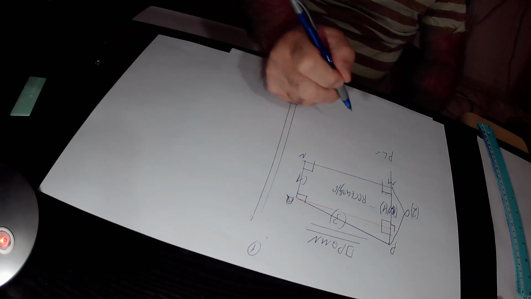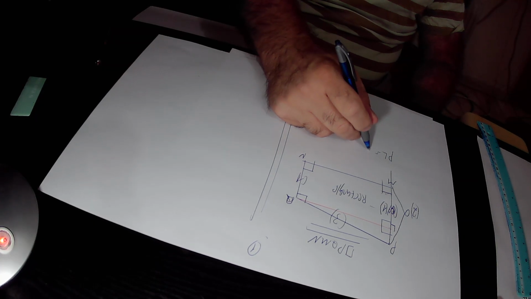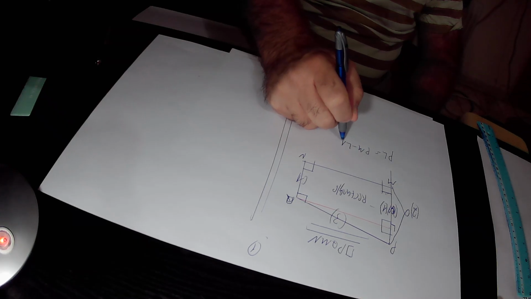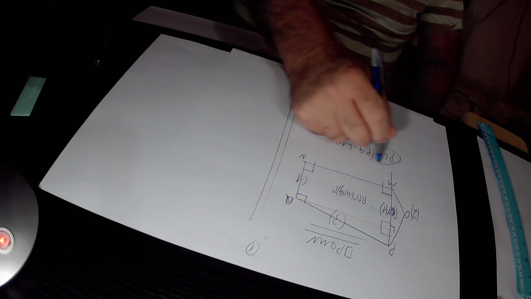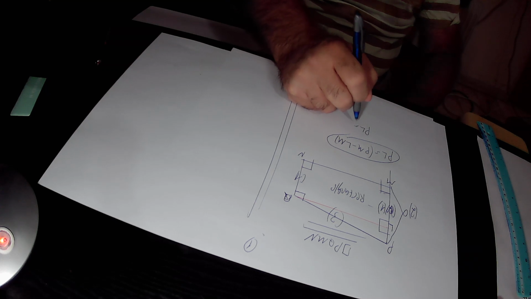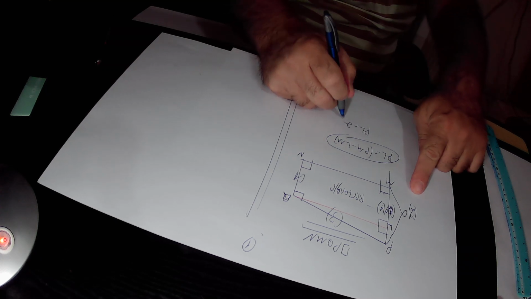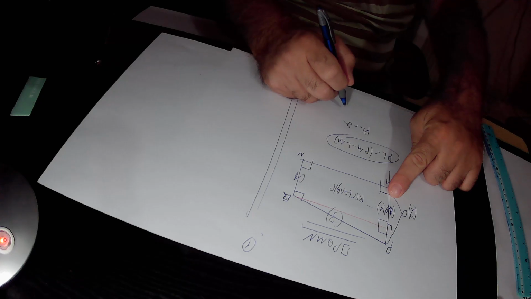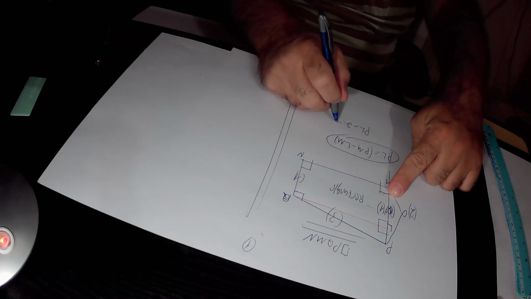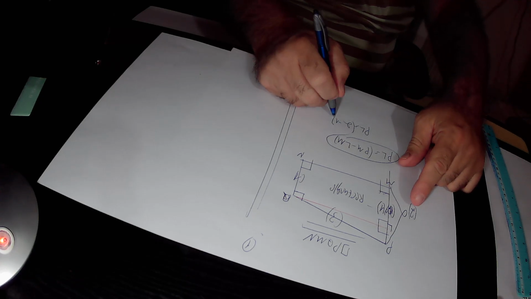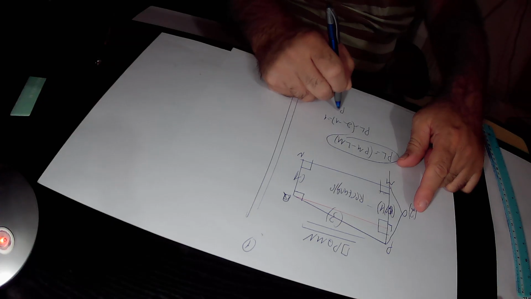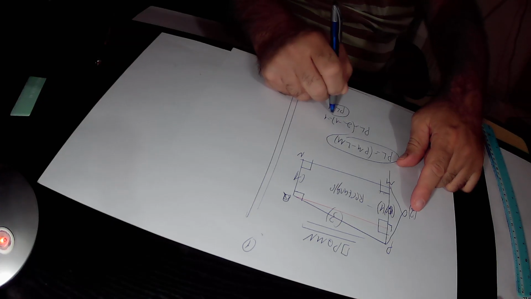PL equals PM minus LM. So PL in total equals PM, PM is 2, minus LM. We just wrote down that LM equals 1. So in total PL equals 2 minus 1, that is 1. PL equals 1 unit in its length.